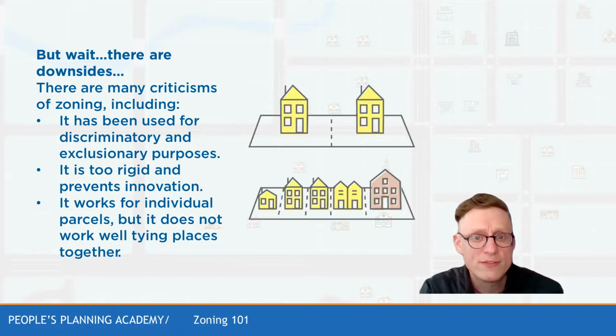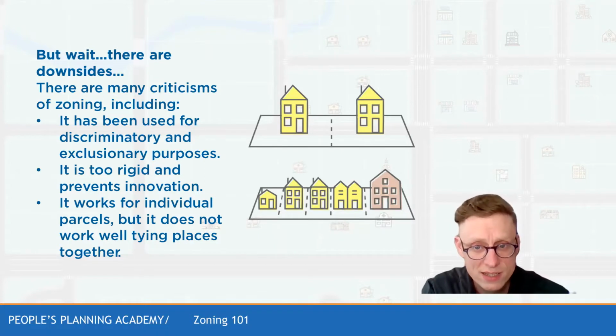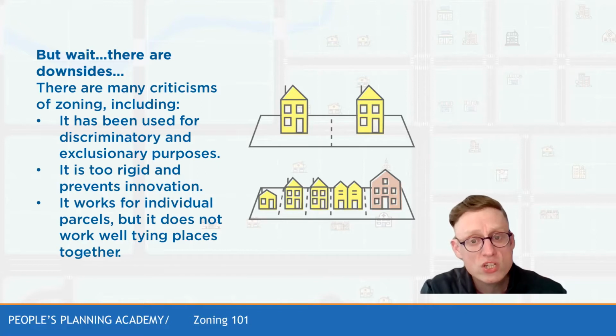Zoning can do a lot of things to help create a sense of place. However, there are many valid criticisms of zoning, including it has been used for discriminatory and exclusionary purposes. Zoning is too rigid and it prevents innovation. For example, many people will criticize minimum standards, whether it's for parking or for landscaping, saying those minimums prevent really cool ideas from occurring. And finally, the rules work well for individual parcels, but they do not work well tying places together, and they can create places that look too similar.